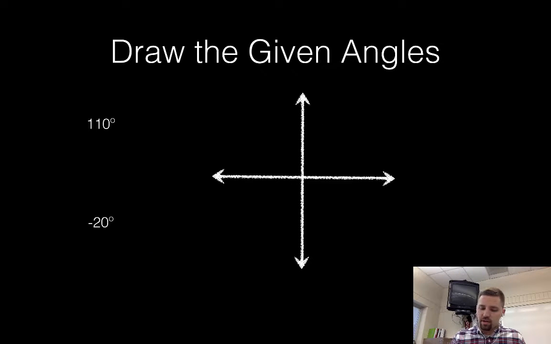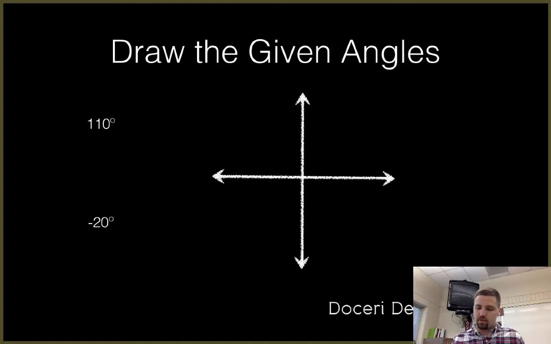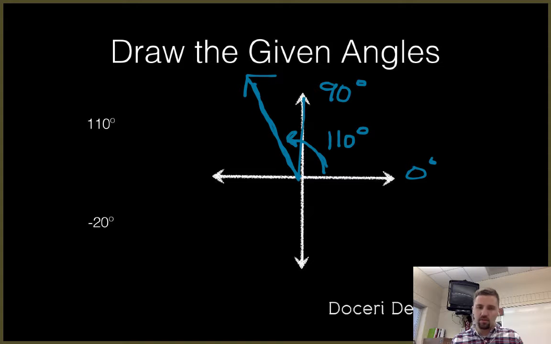All right, so let's sketch a couple angles. First we're going to sketch 110 degrees. Sketching angles are just that, sketches. I don't expect them to be perfect. I don't expect you to use a protractor or anything like that. We know this is 0 degrees here and 90 degrees up here. So 110 has to be 20 degrees past 90, right? So that's going to be approximately right here. So we'd sketch the angle like this. You need to draw in the terminal side, and you need to draw in this little curve that indicates where the angle is, 110 degrees.